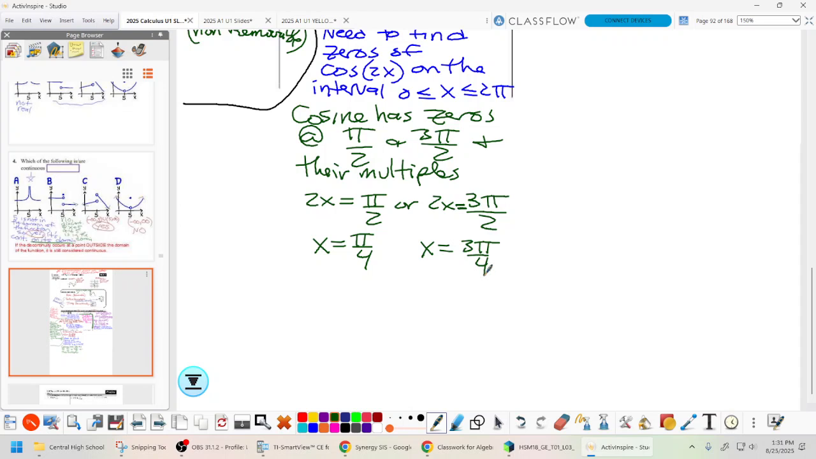Okay, but am I all the way up to 2 pi here? No, I still have to keep checking until we get all the way to 2 pi. Right now I'm only at 3 pi over 4. I'm not even halfway around. So let's go back around the circle. We have pi over 2. What's the next one if we go all the way back around? You see what I'm saying? So pi over 2 plus 2 pi is what?